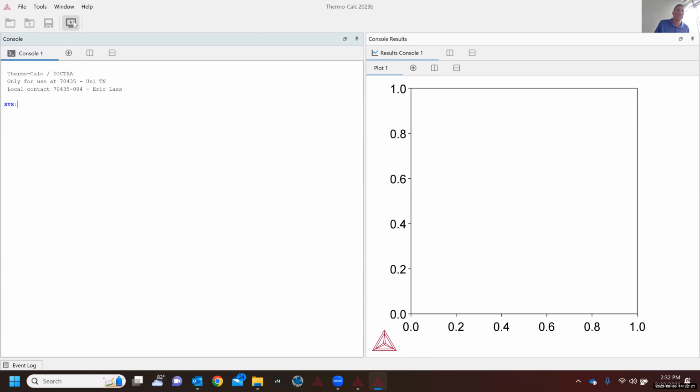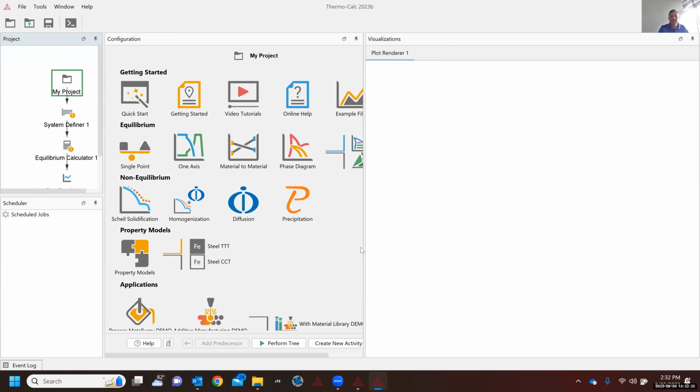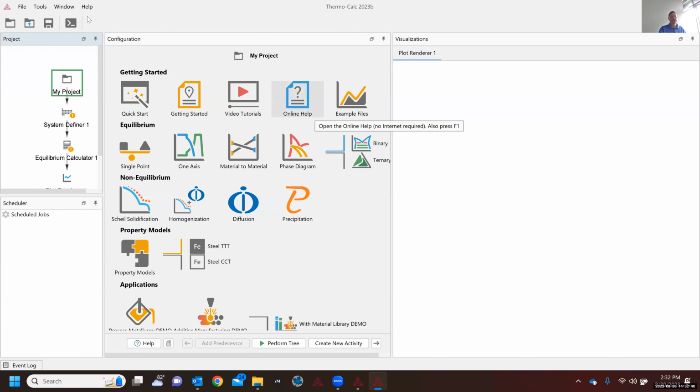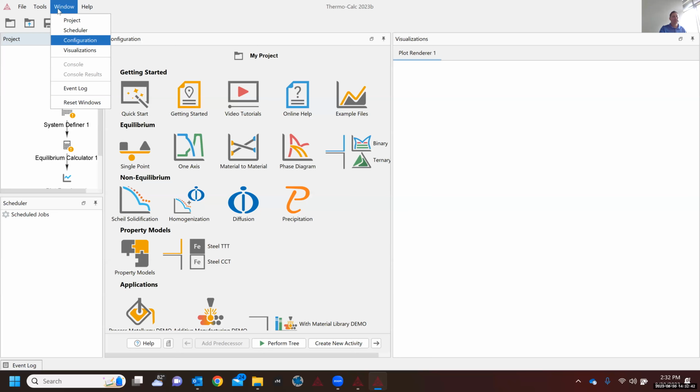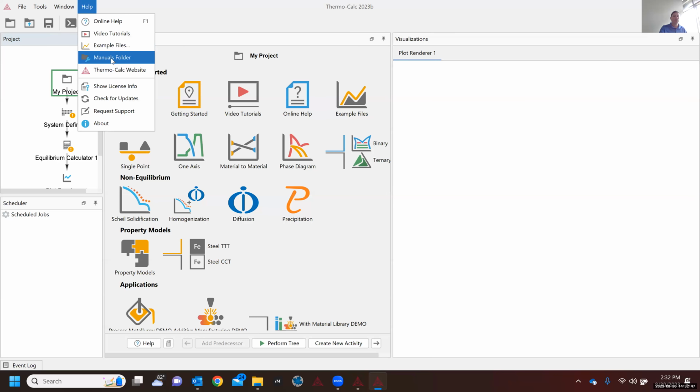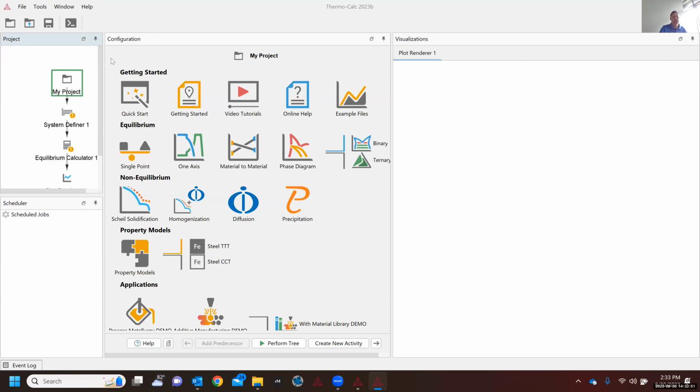So we'll start with the graphical mode today. And so the graphical mode, there are a lot of different types of calculations. Getting started, there's an online help. There's example files. I'm going to go up here to help and open the manuals folder.